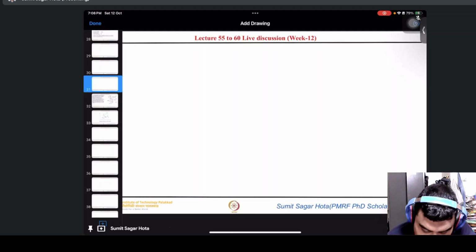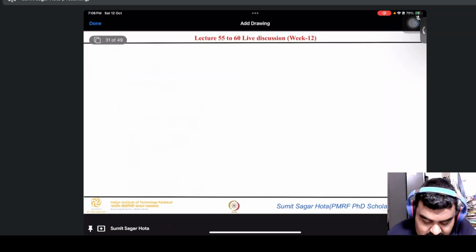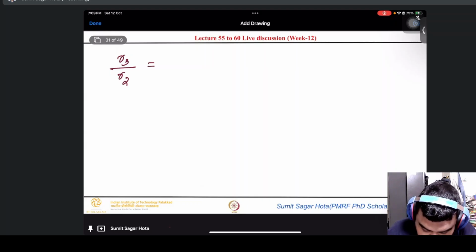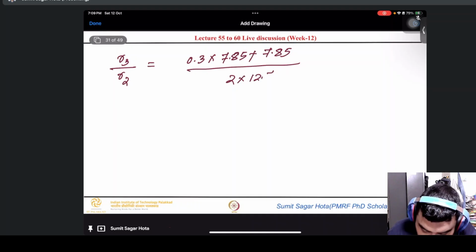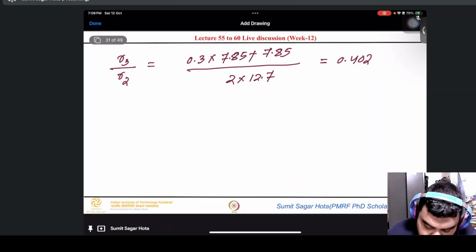Next we need to find out what R3 by R2. R3 by R2 is equal to 0.3 into 7.85 plus 7.85 divided by 2 into 12.7. Okay, this value comes out to be 0.402. So next we need to substitute all these values.